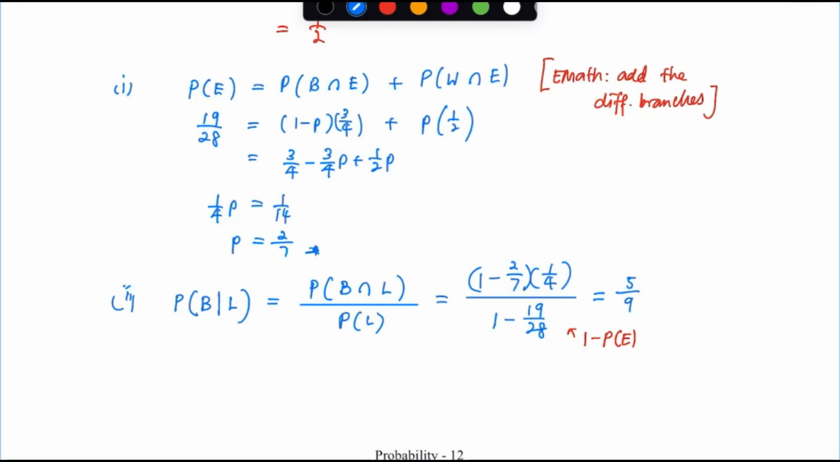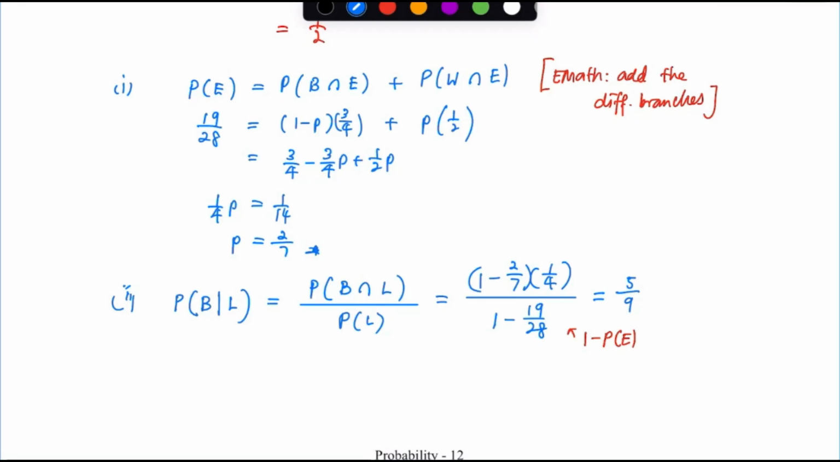Conditional probability, make use of the formula. Multiply along the branches. This refers to the probability of it being early, then 1 minus early would be late. Next, part 3.